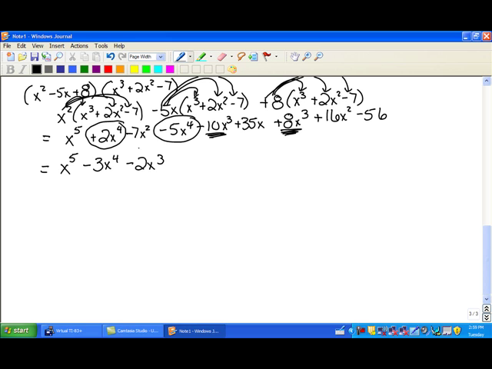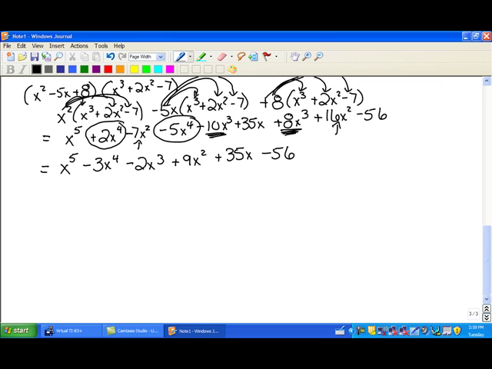For the squared terms, I have negative 7x squared and positive 16x squared, which is going to leave me with a positive 9 of the x squareds. I have one of the positive 35x's, which will not combine with anything else, and then the negative 56, which will not combine with anything else. Keep organized. These should not be that difficult for you.